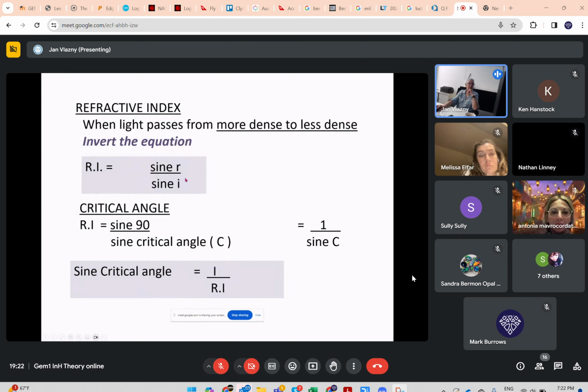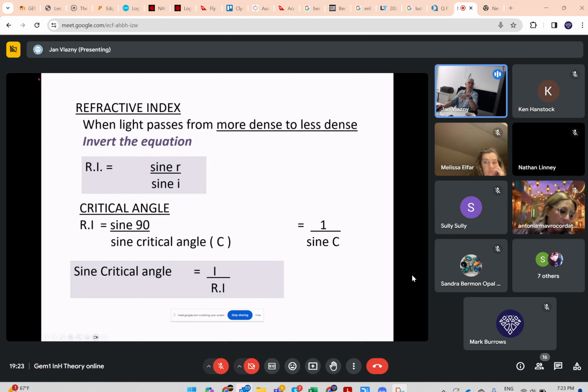From that, it's very easy to get to this, because the refracted angle is the sine of 90 degrees, remember, because that's the angle that produces the refracted ray at 90 degrees to the normal. If we know the RI, we can work out the sine of the critical angle, or if we know the sine of the critical angle, we can work out the RI. So if we've got one of the other ones, we can work out what the critical angle of a gemstone is, in theory.